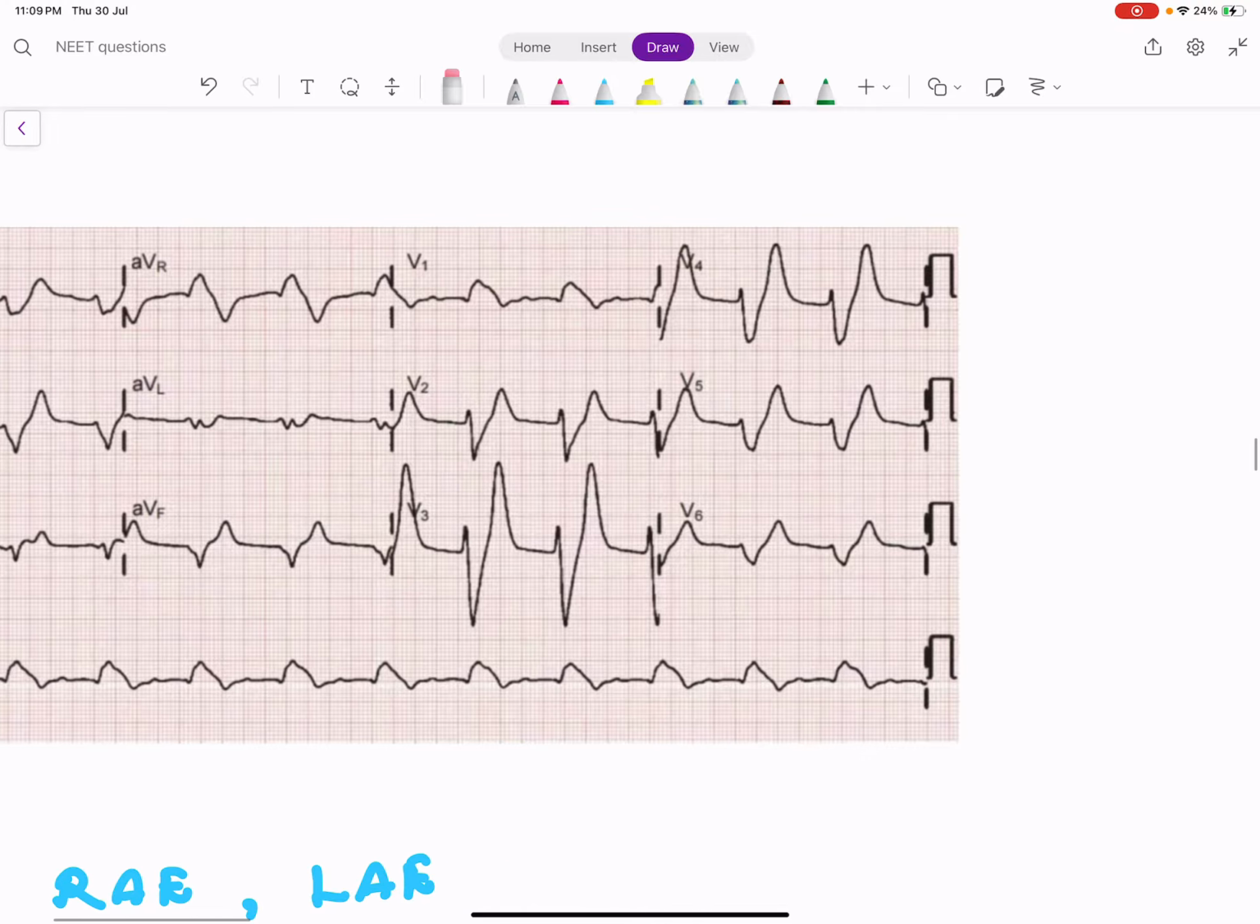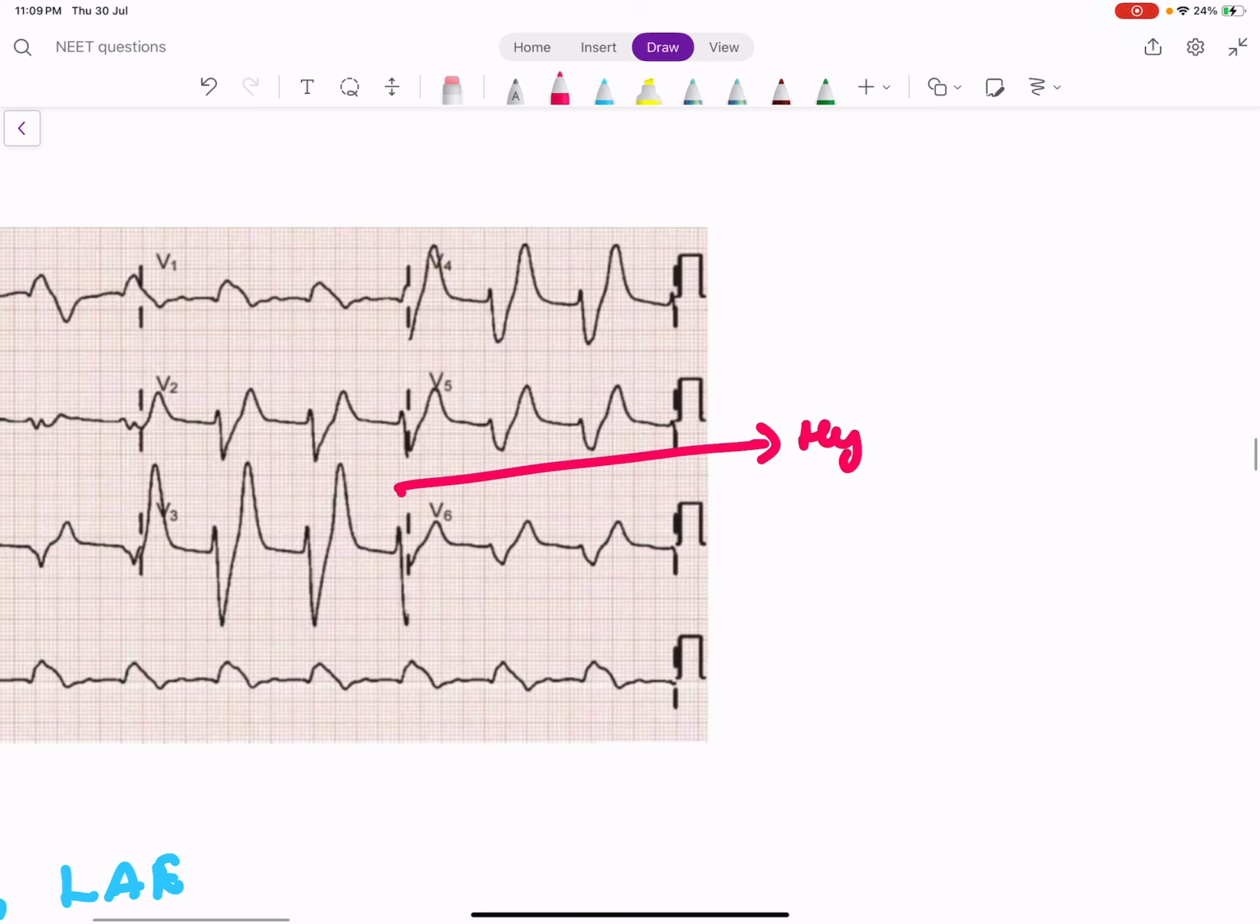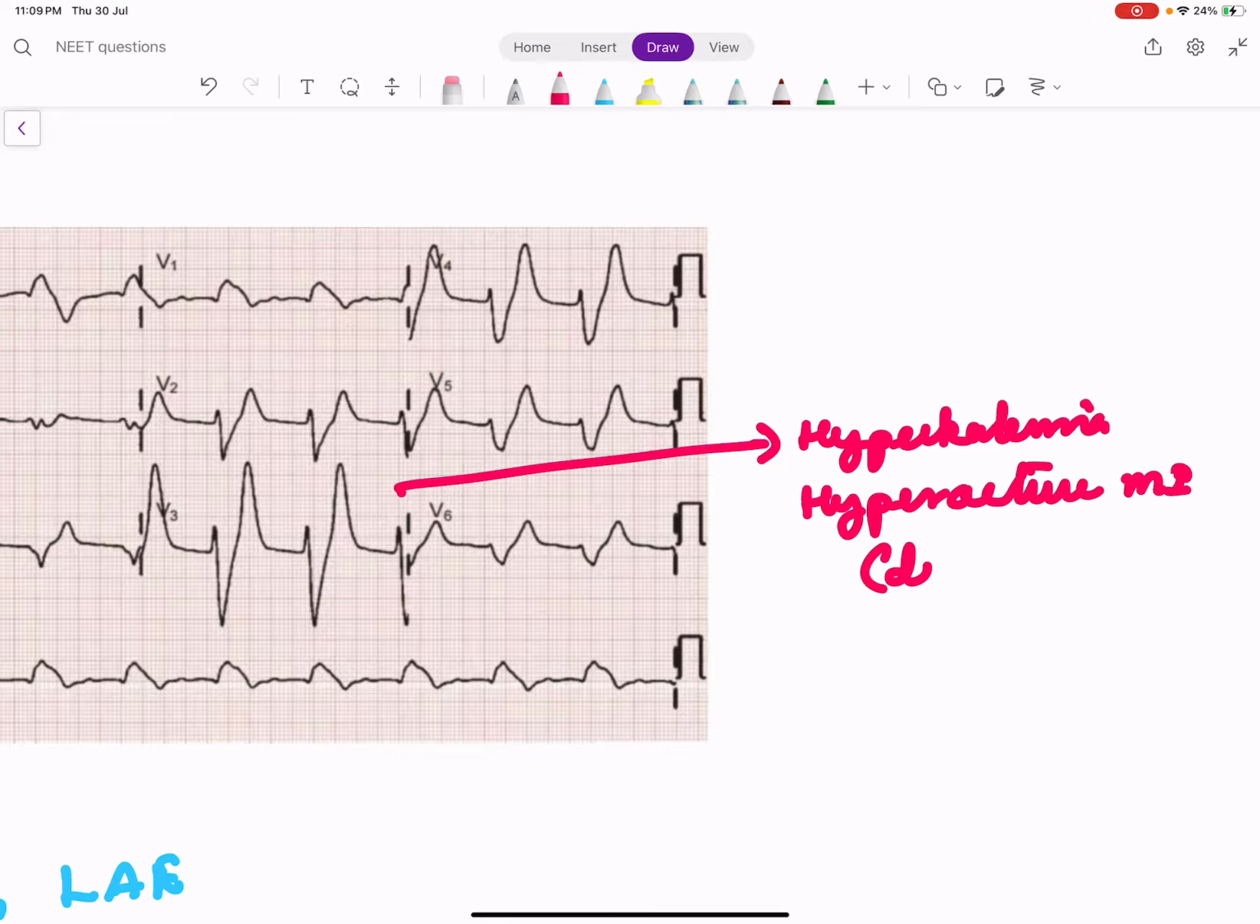This ECG is actually a hyperkalemia ECG. You can see the tall T wave. Only two conditions cause tall T waves. One is hyperkalemia. Another is hyperacute MI, which is De Winter's sign.